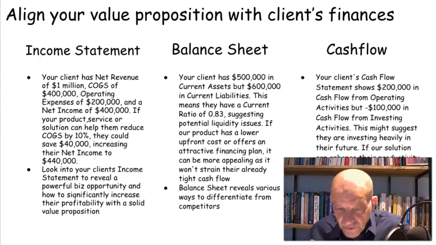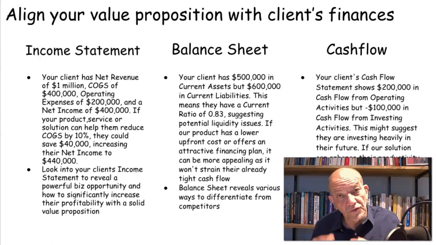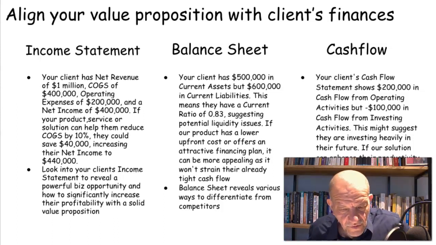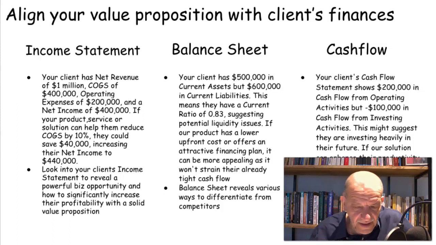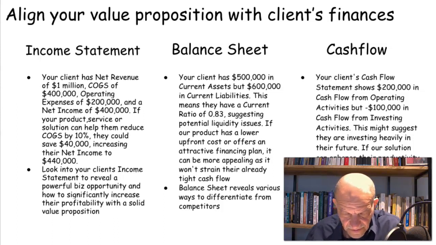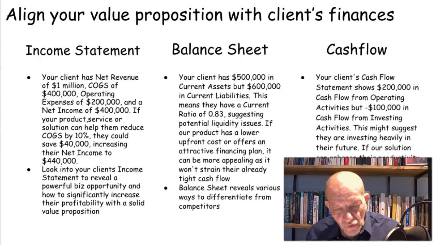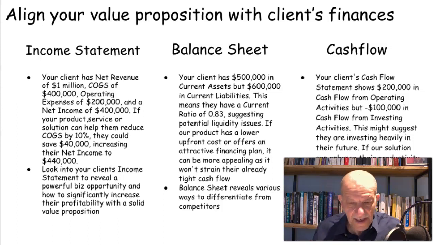So let's say that you have a client whose numbers you review and they have net revenue of $1 million. They have cost of goods sold at $400,000, and they have operating expenses of $200,000, and therefore they have a net income of $400,000. So when you look into those numbers, you say, hey, Mr. Client, my product or service is going to help you reduce your cost of goods sold by 10%. And you explain the details, how is that going to happen, right?